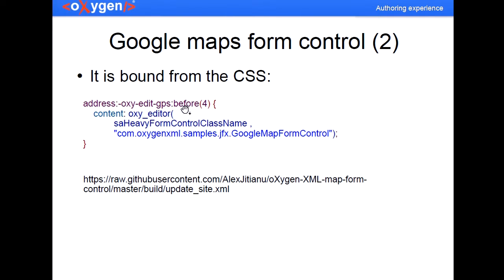Okay, this is how. So after you install, if you want, you can install this. It is this plugin. I also uploaded an add-on, so you just use Oxygen's add-on support to automatically install it, and afterwards you bind it from the CSS like this, just through a property.